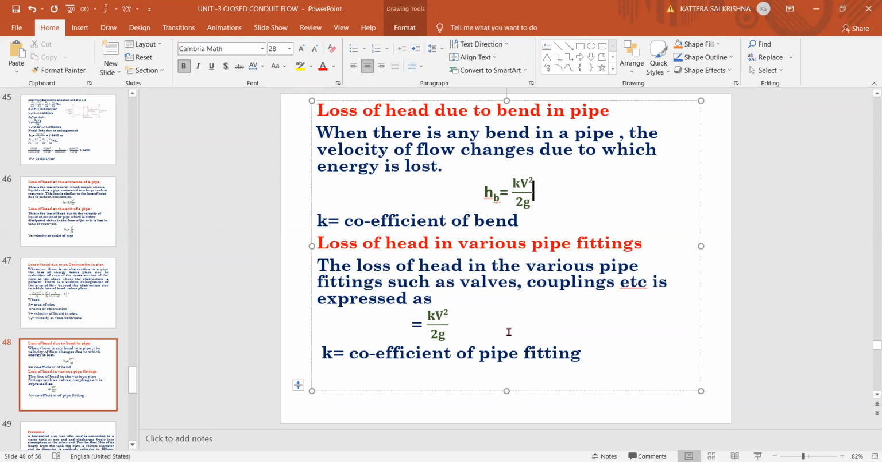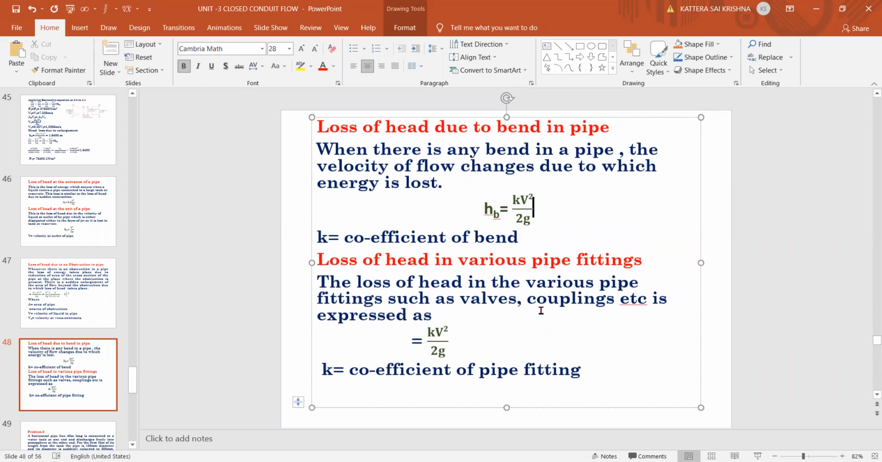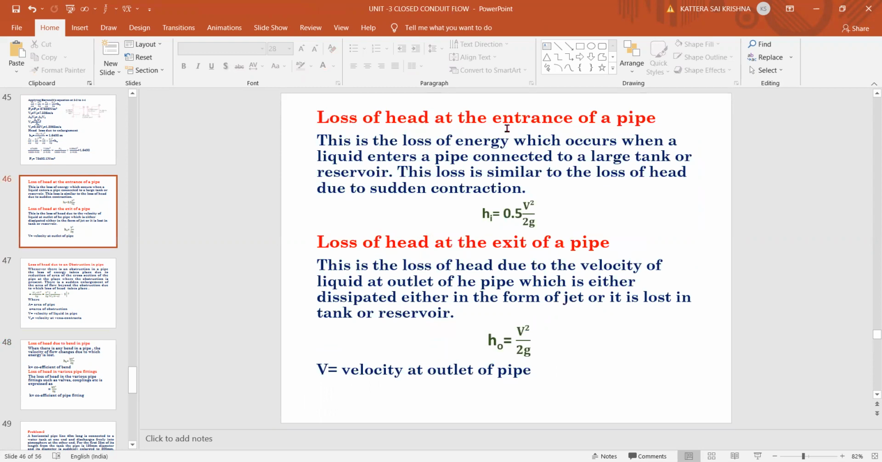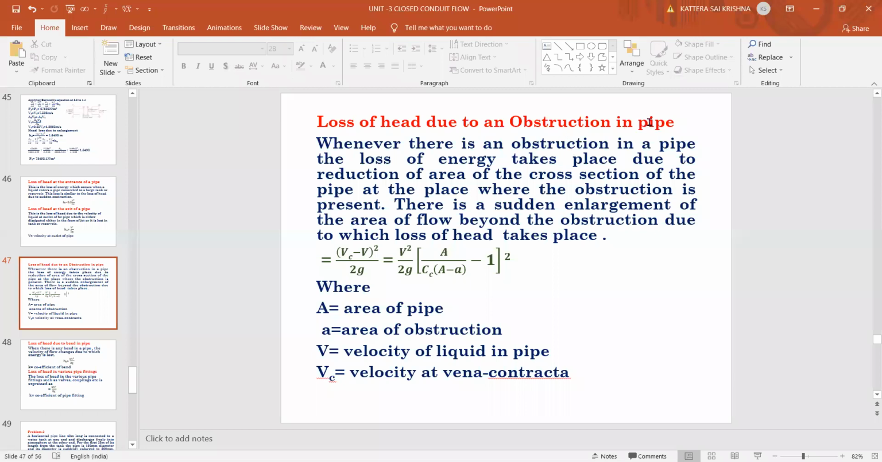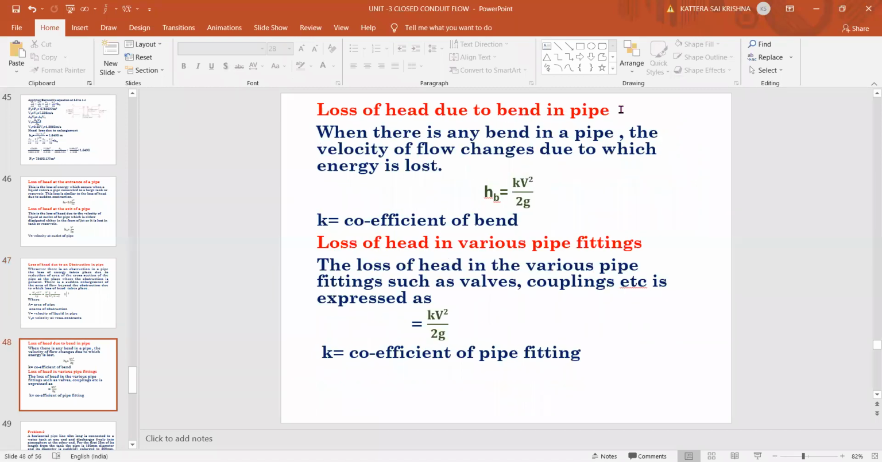Okay, so these are all the 7 types of minor losses which you have seen. That is loss of head because of the sudden contraction, loss of head because of the sudden expansion, loss of head at the entrance of the pipe, loss of head at the exit of the pipe, loss of head because of an obstruction in the pipe. At last, we have seen loss of head due to bend in pipe and loss of head in various pipe fittings. So totally 7 types of minor losses are there, where the head is lost because of these 7 things. Everywhere, there will be change in velocities, and because of that change in velocities, there will be head loss.